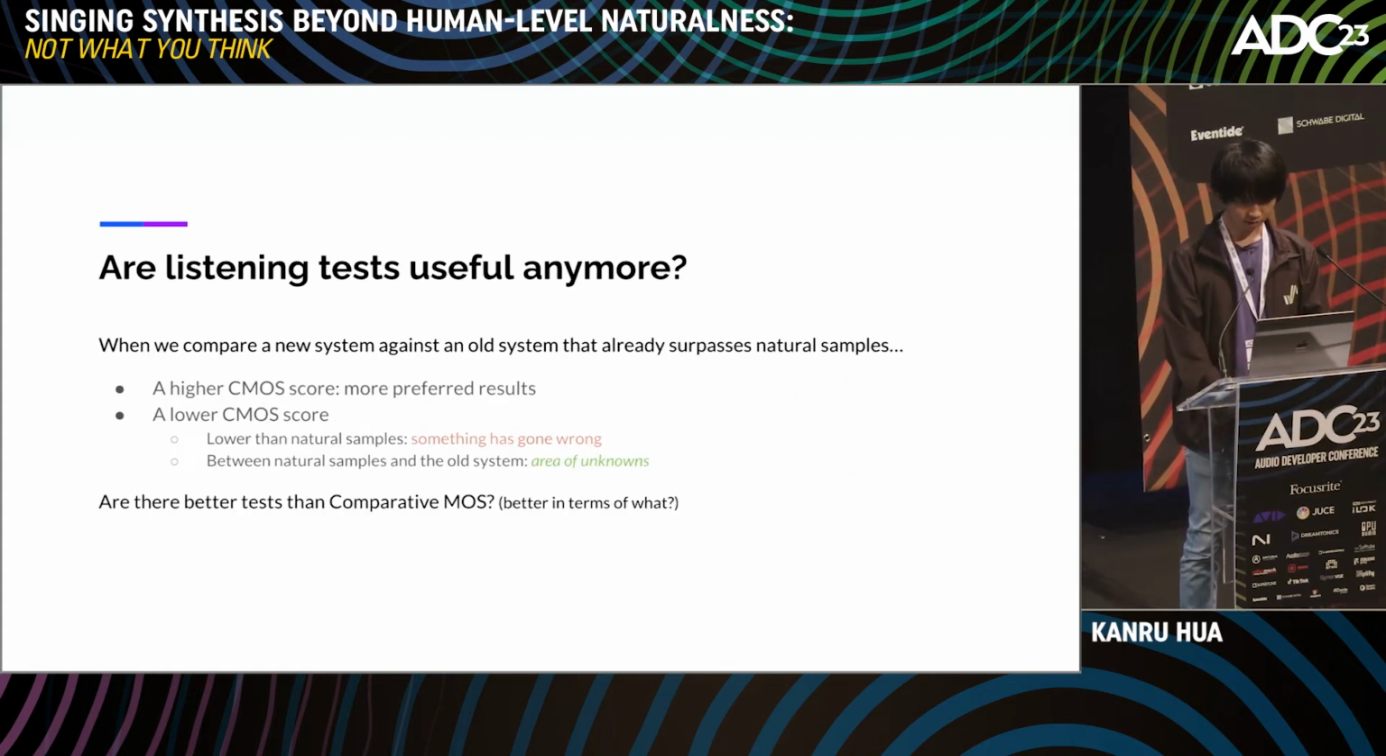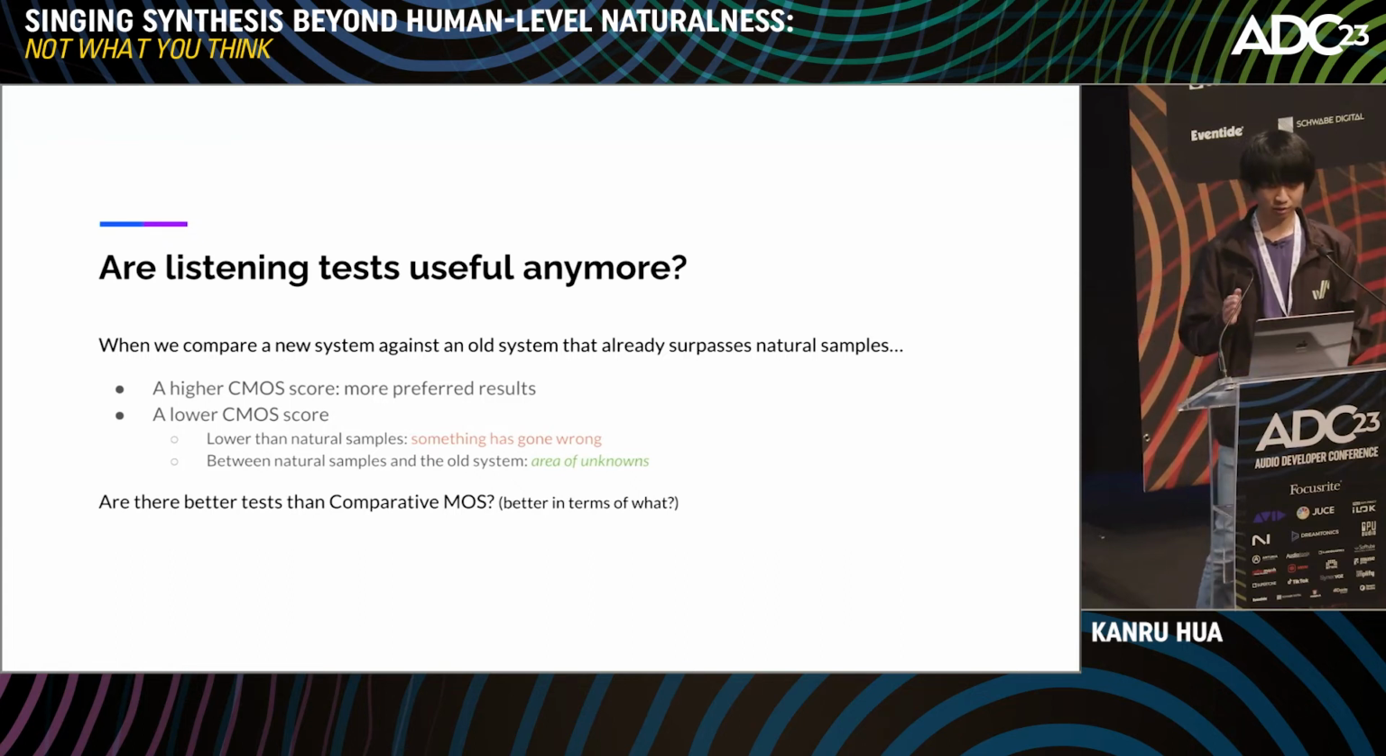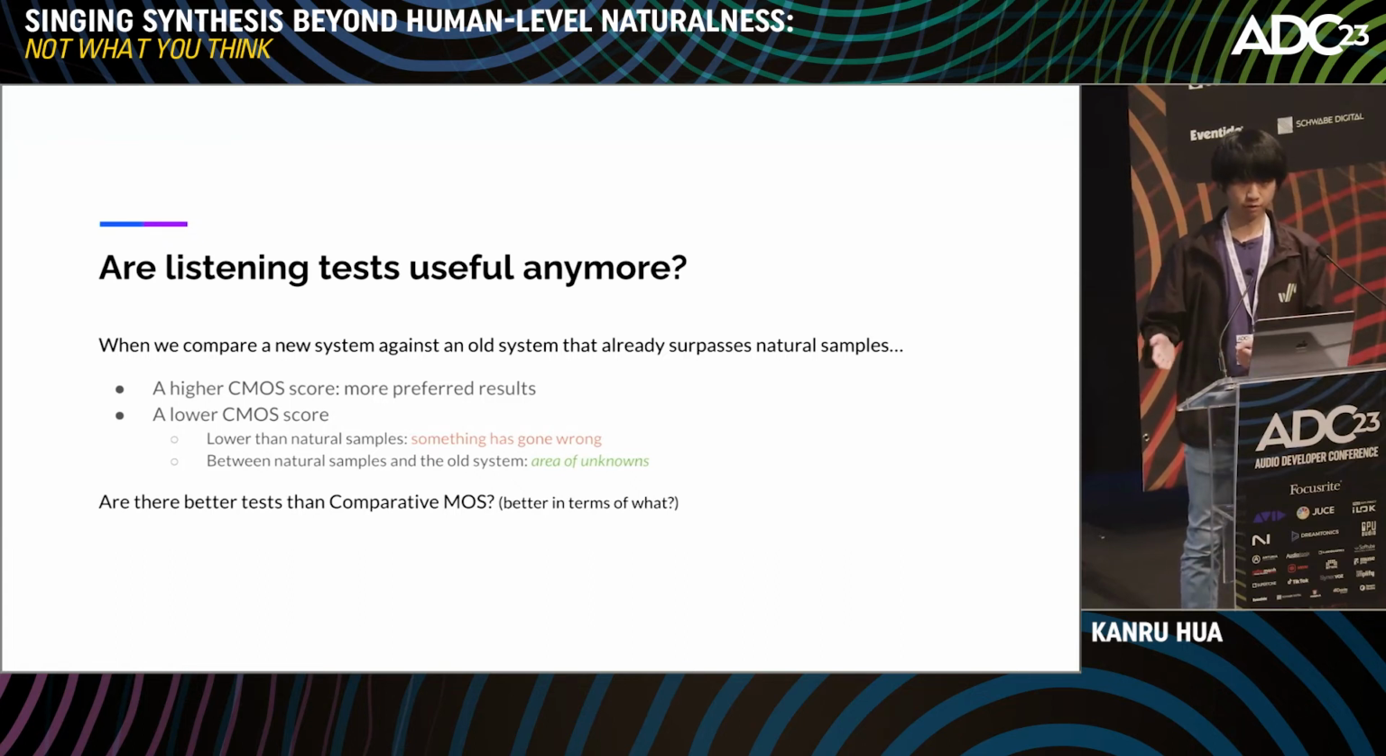And also, we're a bit in a theoretical crisis. We're wondering if listening tests are useful anymore at this point, because we have already gone past human level in a CMOS test. Now we spent 6 months working on a new generation of algorithm. Now we want to compare it to an old system scientifically, see if it gets better. But the old system already surpasses the natural samples. Say, in this case, if we get a higher score, I guess it means a more preferred result, but it doesn't tell if it's more natural or not.